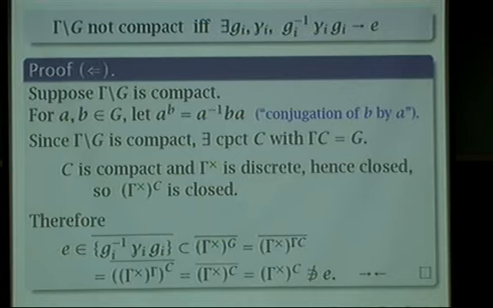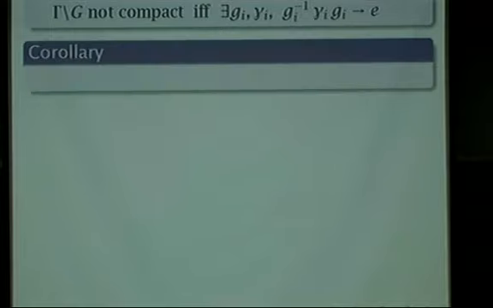All right, so what we know is that G mod gamma is not compact if there do exist these things that go to the identity. Right, that's what I'm saying. Okay, so let me just remind you. What we've just proved is that G mod gamma is not compact if there's a bunch of things that tend to the identity. And what I want to say is that that actually is useful.